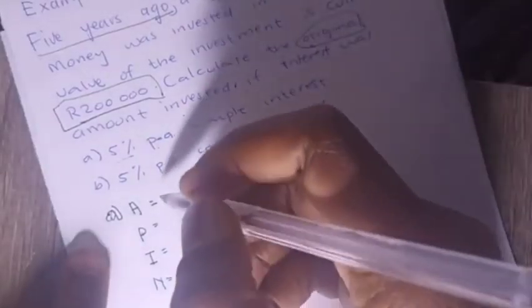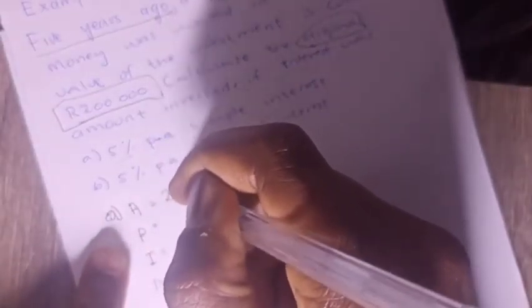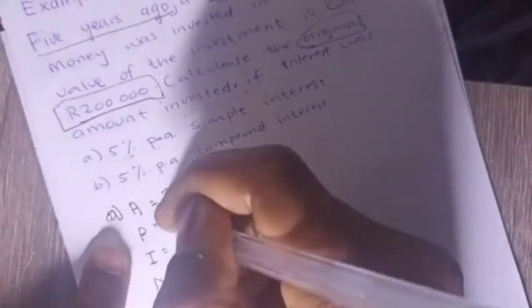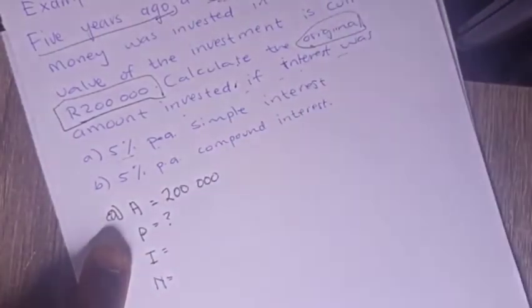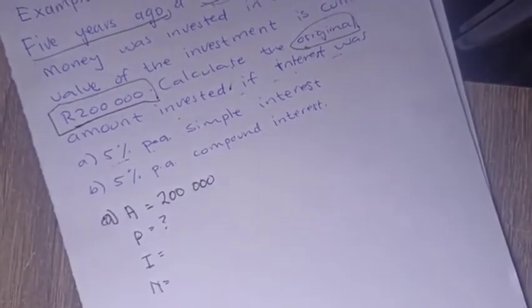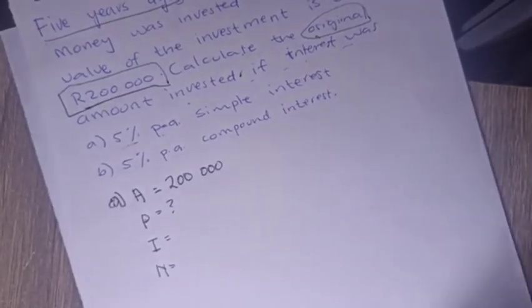So I'm going to say A is how much? 200,000. The original amount, the principal amount, we don't know it. That's what we are looking for. The interest is what?